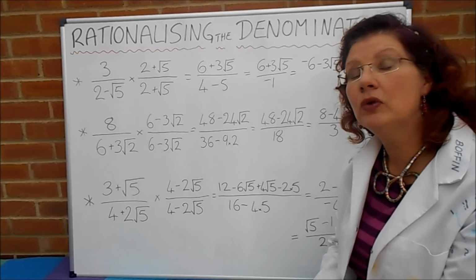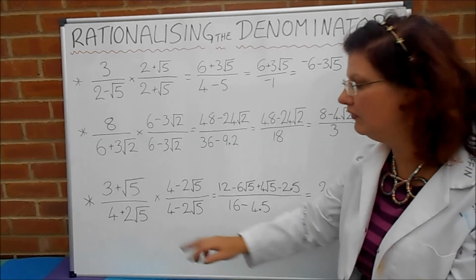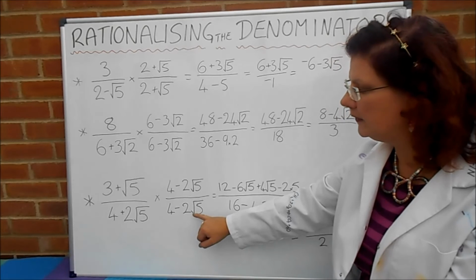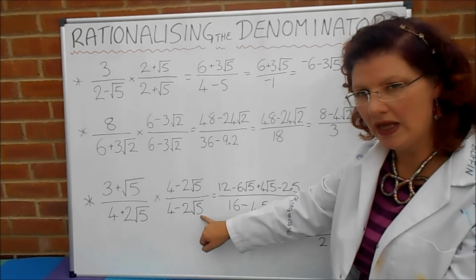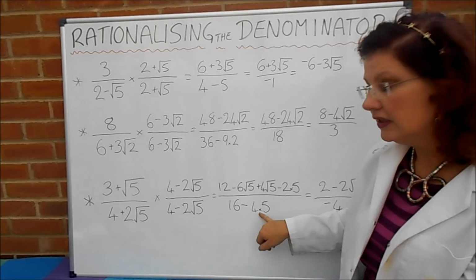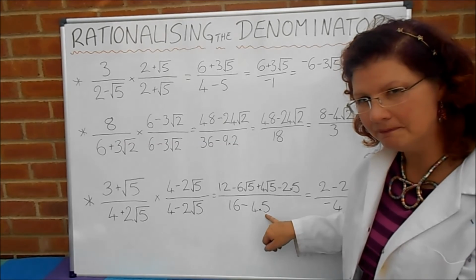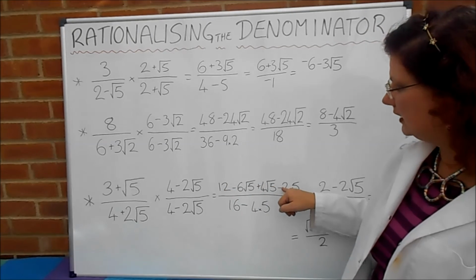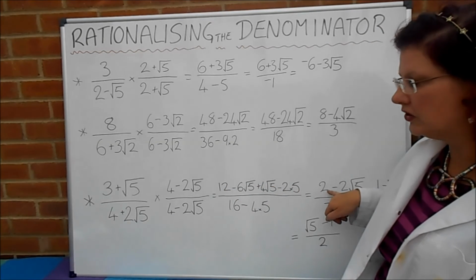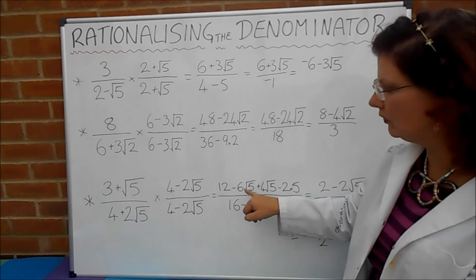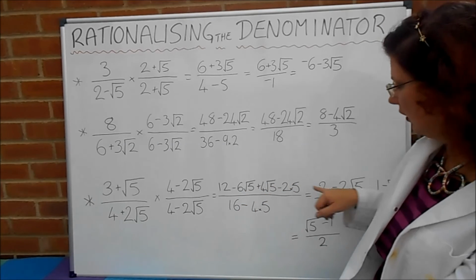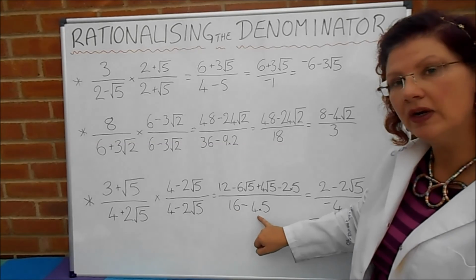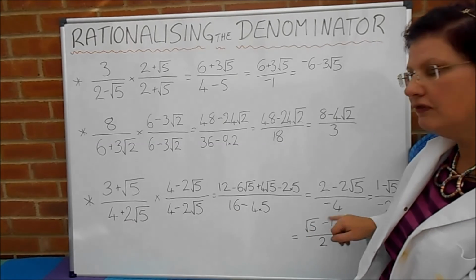For the bottom line, of course, it's a difference of 2 squares, so it is the first thing squared. Take away the second thing squared. 2 times root 5 squared is 2 times 2 times root 5 times root 5. Okay, now this all simplifies quite nicely. On the top line, we've got a 12 take away a 10, which gives us a 2. And we've got a negative 6 root 5s, add 4 root 5s, which is negative 2 root 5s. And on the bottom, we've got a 16 take away a 20, which is negative 4.